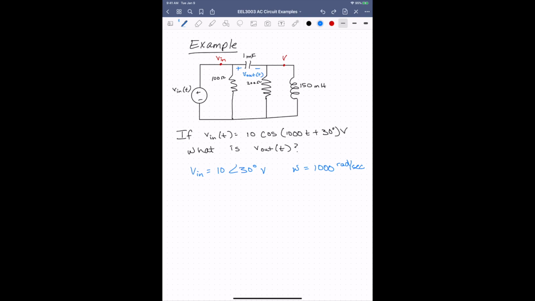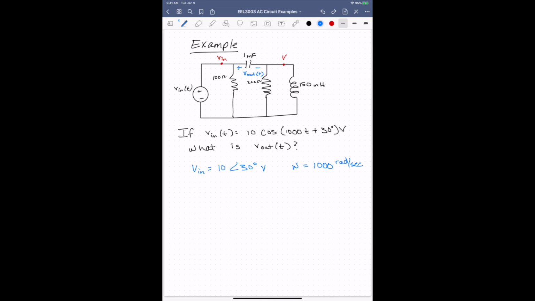So writing the equation at the node that I've labeled V, we have V minus Vn, and let's go ahead and plug in Vn, which will be 10 at an angle of 30 degrees. So it's V minus Vn over 1 over j omega C, where omega is 1,000 and C is 1 times 10 to the minus third, milli.